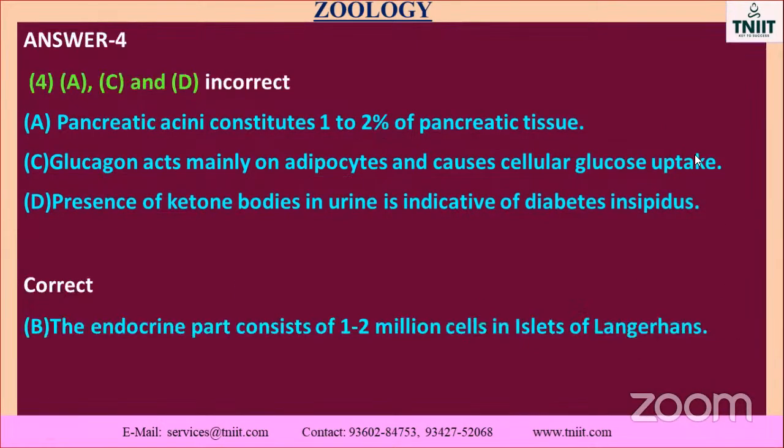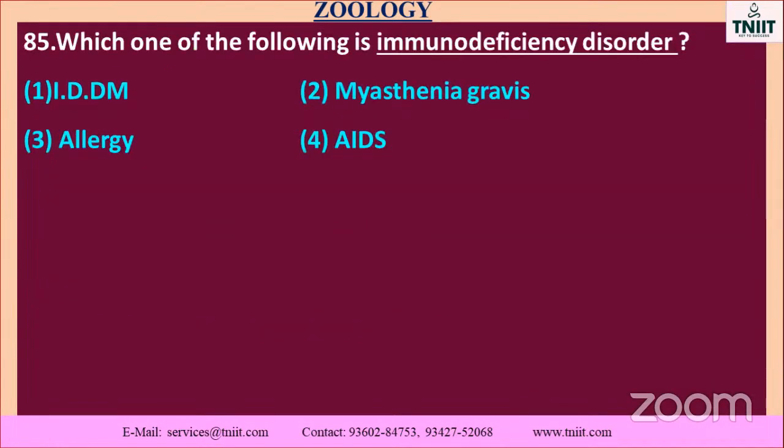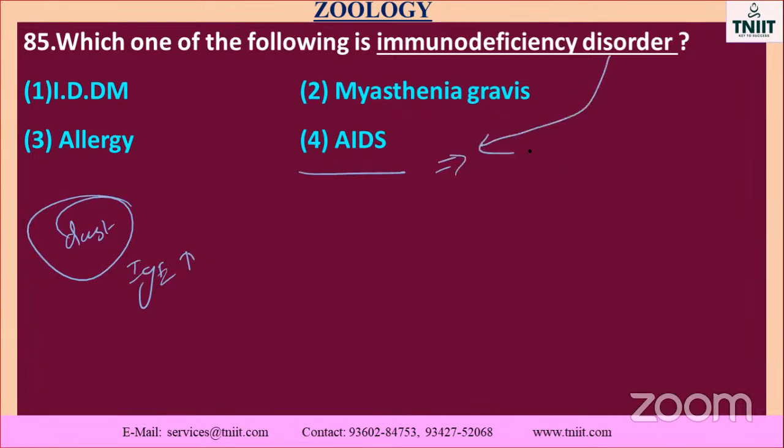Okay, go to the next one. See this one, this is the part we already discussed. Which of the following is an immunodeficiency disorder? See this, these are the things: IDDM, insulin dependent diabetes mellitus. I will tell you, myasthenia gravis is a neuro disease. Allergy is caused by immunoglobulin E due to dust and so on. Immunoglobulin E is high in this category. And AIDS, acquired immunodeficiency syndrome, is one of the deficiency disorders.